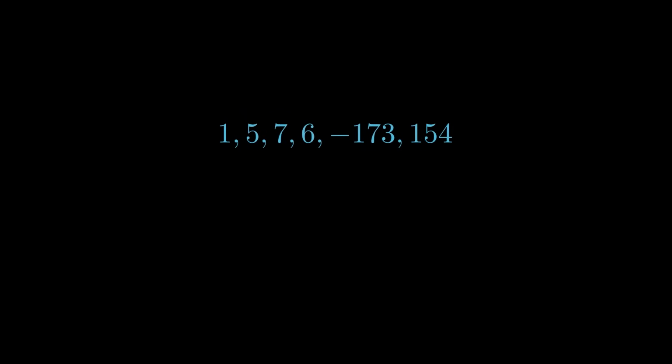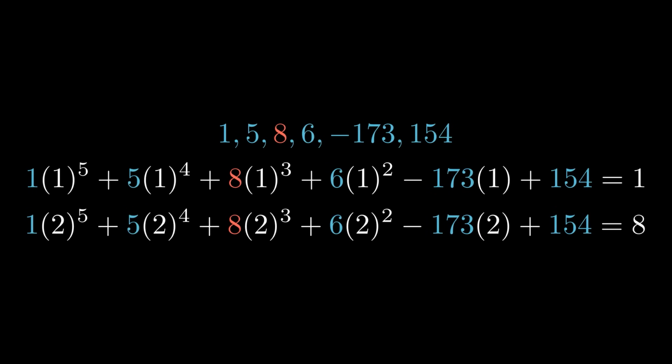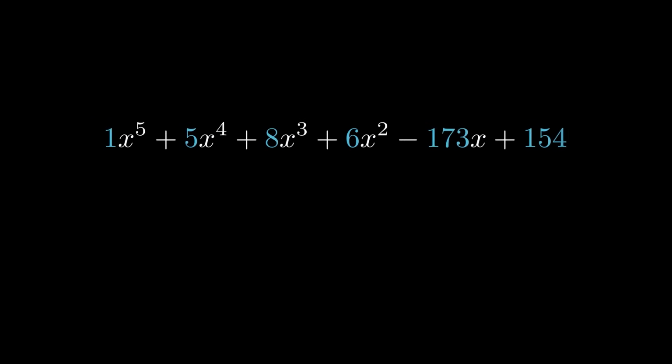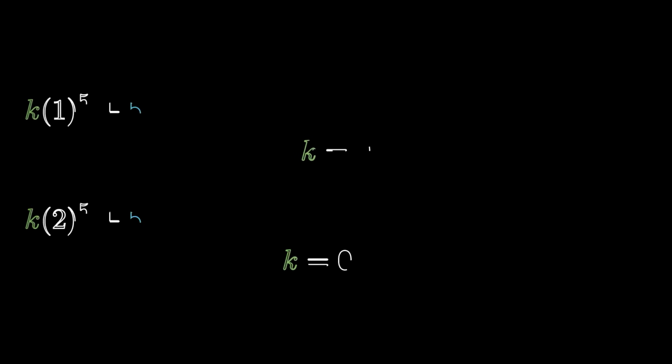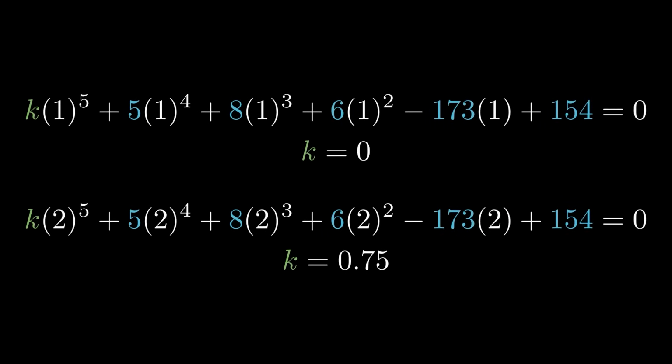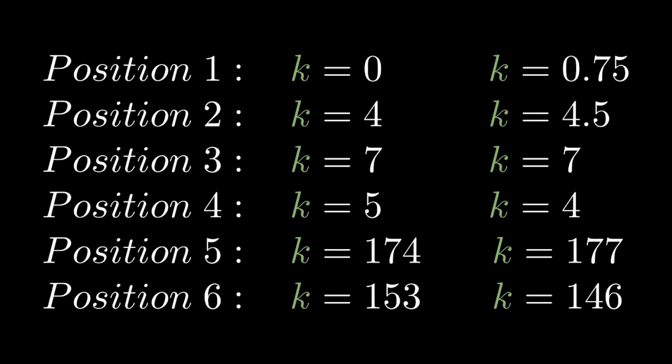Let's say the third digit, 7, gets corrupted and becomes an 8. Now if you evaluate it at 1 and 2, it's not 0 anymore. To figure out where the error occurred, one at a time, you can set each coefficient to a variable. Then find the value of that variable, setting the polynomial to 0 at x equals 1 and x equals 2. If you get two different values, that digit was sent successfully.